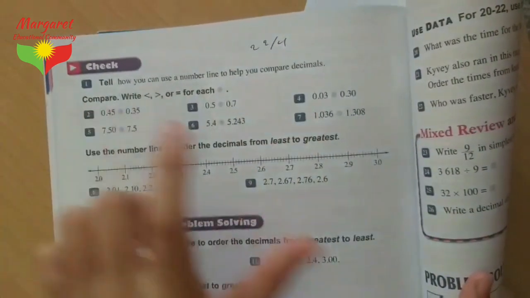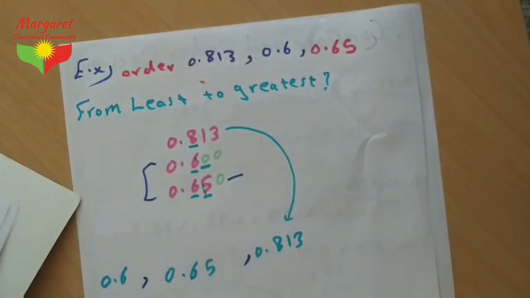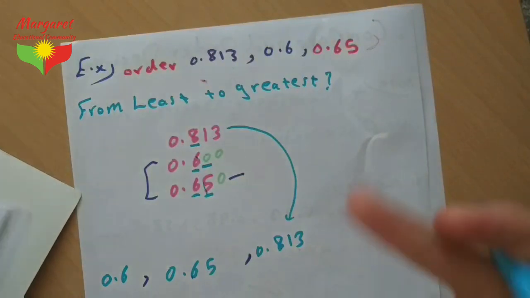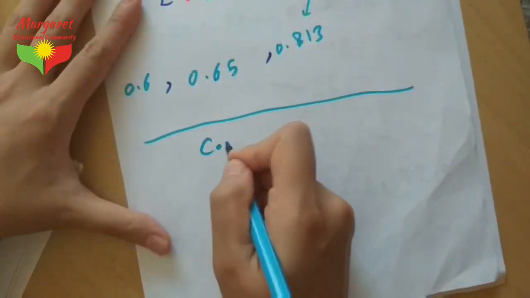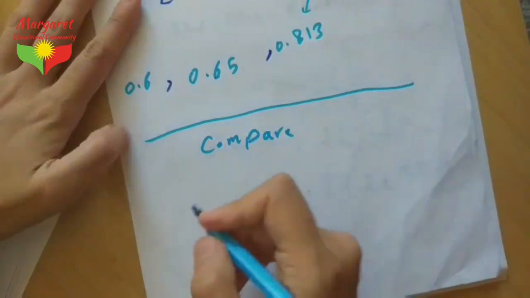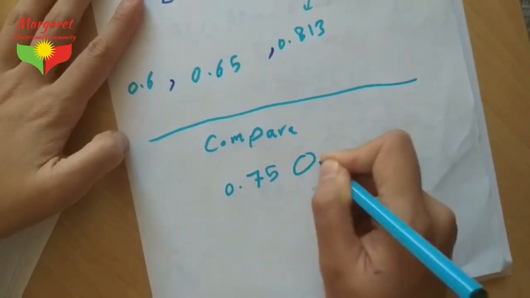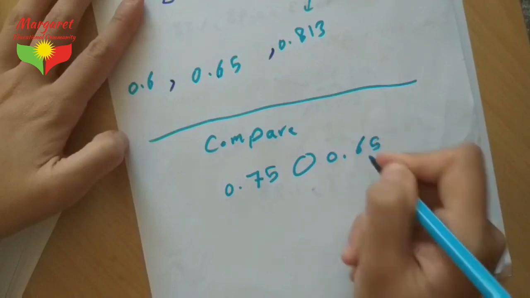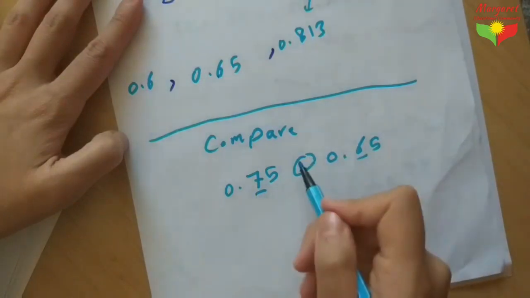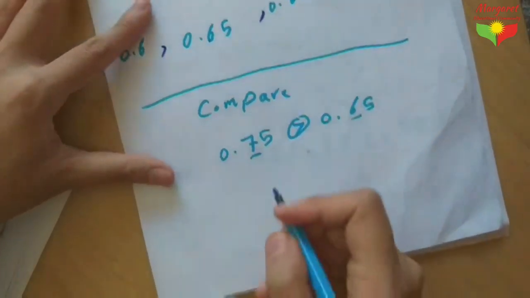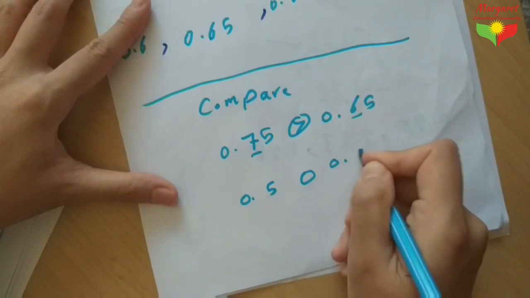Exercise number 2 to number 7 is homework. Which one is bigger, which one is smaller, arrange in order. For example, let us compare 0.75 from here and 0.65 from here, and 0.5 and 0.15.